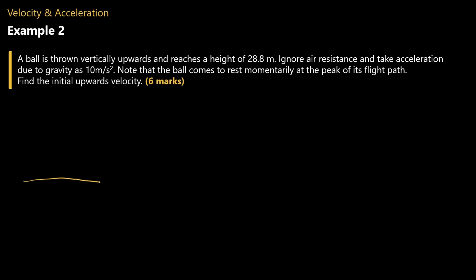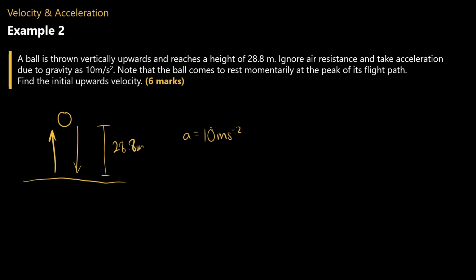So let's say this is the ground here. We're chucking a ball upwards and then it comes down, and this height is 28.8 meters. Up here, the ball is stationary momentarily. So we're also told that the acceleration due to gravity, so the acceleration downwards, is 10 meters per second squared. And so I'll just write a is equal to 10.